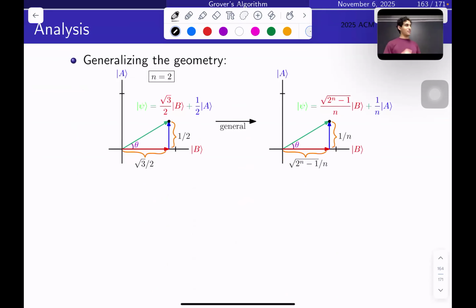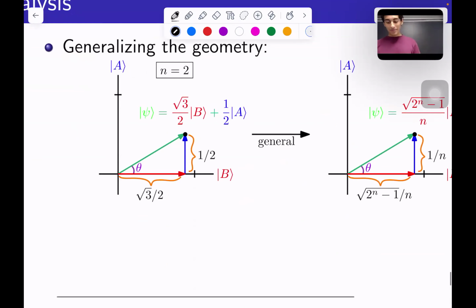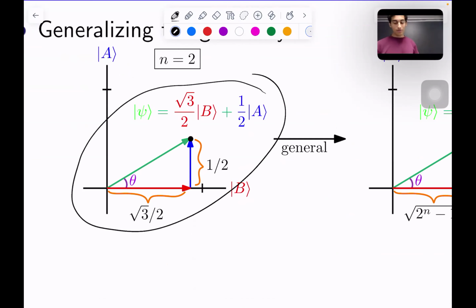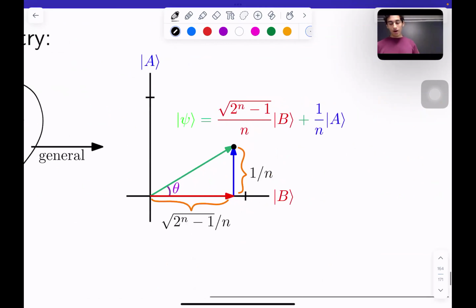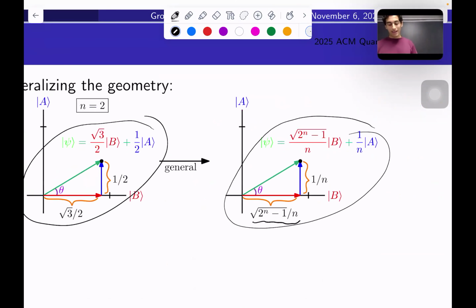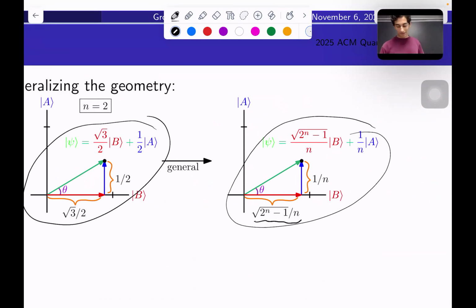So let's just do some trigonometry real quick. Theta, remember, is our initial angle when we first apply a layer of Hadamard gates. So it'll just be some uniform superposition. This is our example for n equals 2 that we've been using. If we just generalize that, our state will look like this, where the B component is this large, (2 to the n minus 1) all square root over 2 to the n, and the A component is just 1 over square root of 2 to the n. If you just plug in n equals 2 into all these, you'll get this right here.